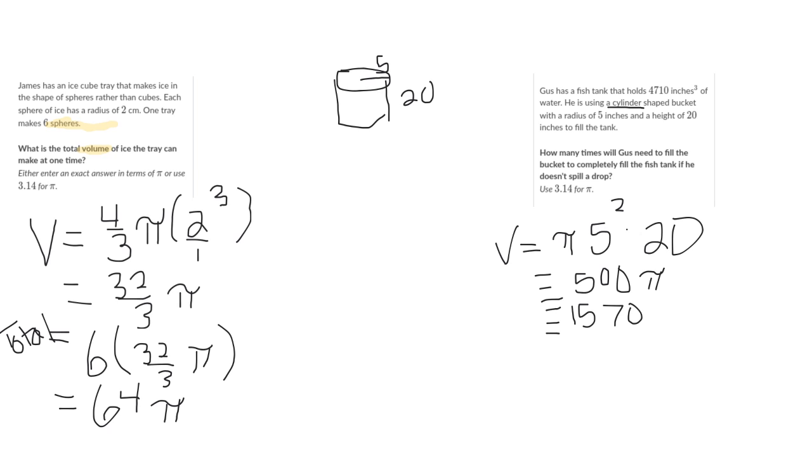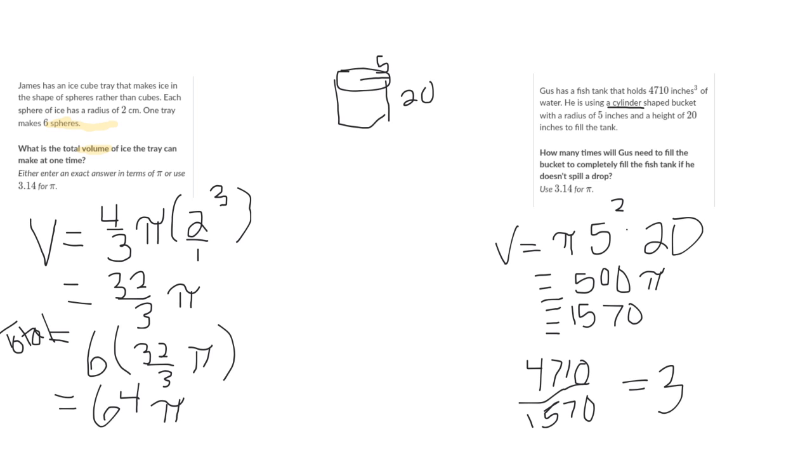Then you're going to take that answer. Now the fish tank holds 4,710 of them, so 4,710 divided by the 1,570. 4,710 divided by 1,570, and that gives us 3 buckets. So it has to make 3 trips to get there.